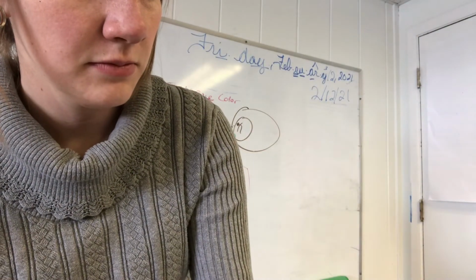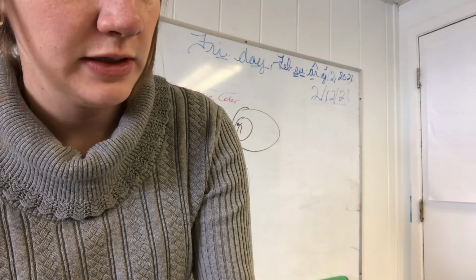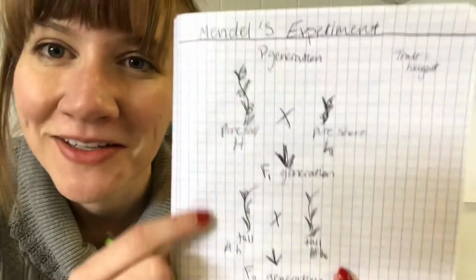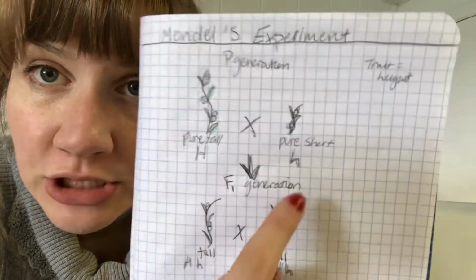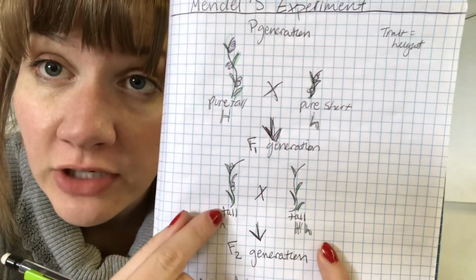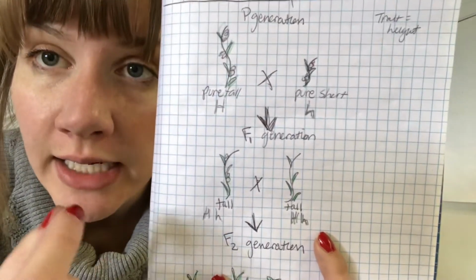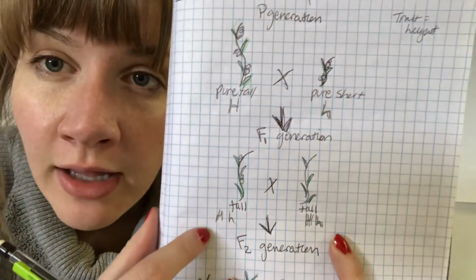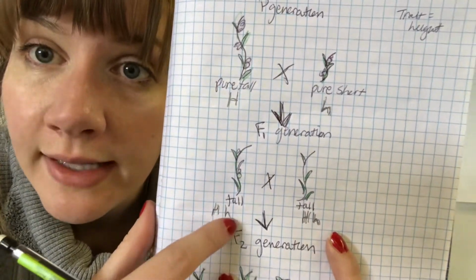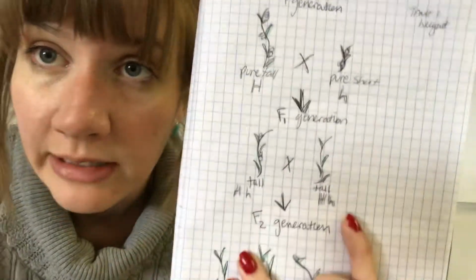So let me just fill it in a little more. You don't have to write this, but I want you to follow along. So we have pure tall, pure short, big H, little h. Now each of their kids is going to receive an allele from each. So remember, these are representing the alleles. So now each kid has tall and short in it, tall and short in it.